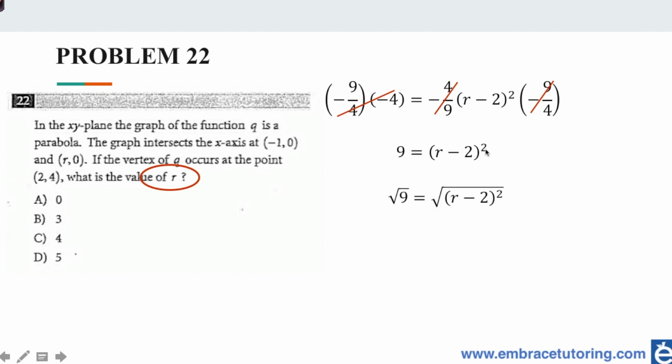I'm going to take the square root of both sides in order to remove my exponent. And when I do this, I have 3 equals r minus 2. I'm going to bring the 2 over to the other side in order to make it a +2. And I have 3 plus 2 gives me 5, and my -2 plus my +2 will cancel. And I have 5 equals r overall, making D the best answer to question number 22.